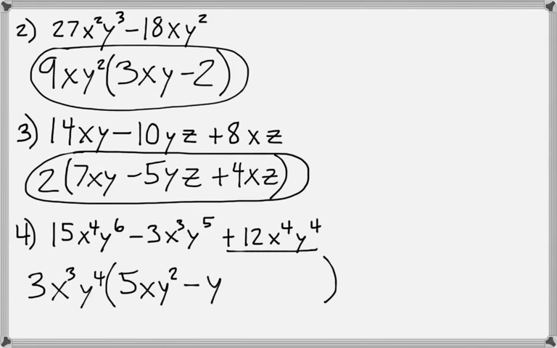And then on the last term, 12 divided by 3 is 4. I had 4 x's. I took 3 out, so I have 1 x left. I had 4 y's. I took all 4 y's out, so I don't have any y's left over. So it looks like I gave myself too much room again. That's not a big deal. So this would be your answer.